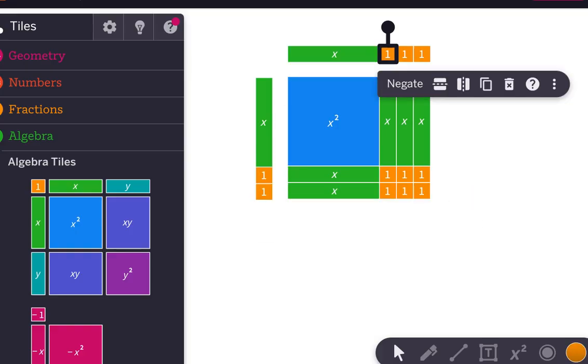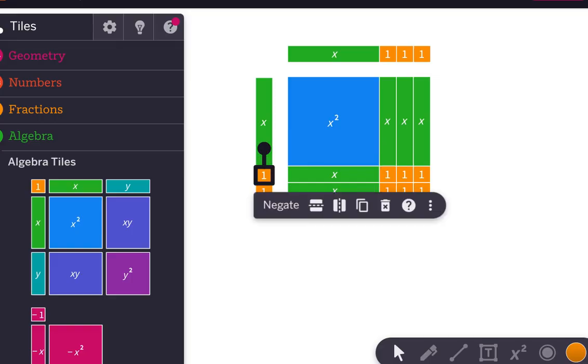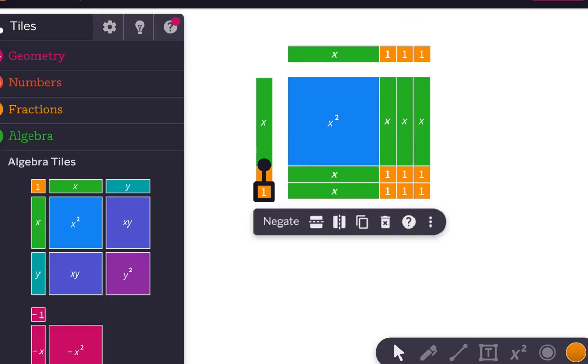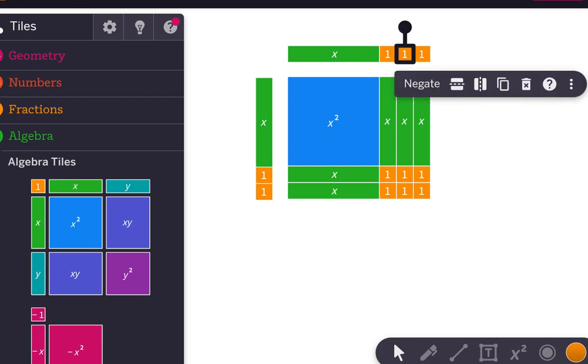And I have 1 times 1 is 1. 1 times 1 is 1.